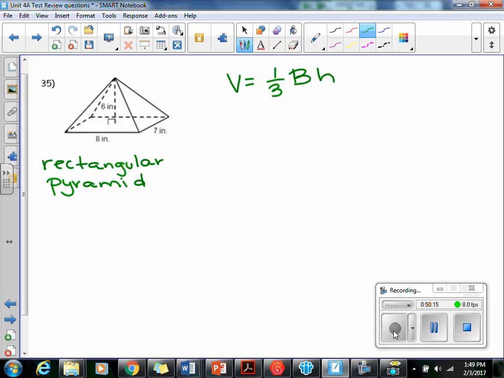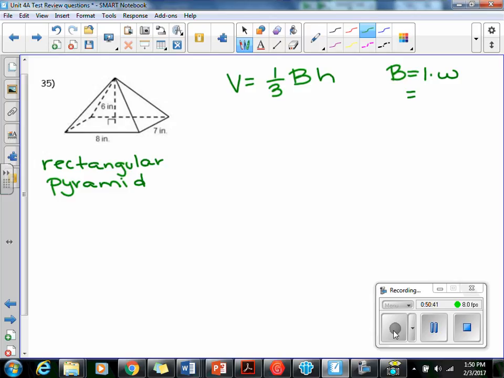Now the key for this: big B is going to change depending on the shape of your pyramid. In this case, the base of my pyramid is a rectangle. So when I do big B here, I use the formula for the area of a rectangle. It's length times width. So big B is length times width.